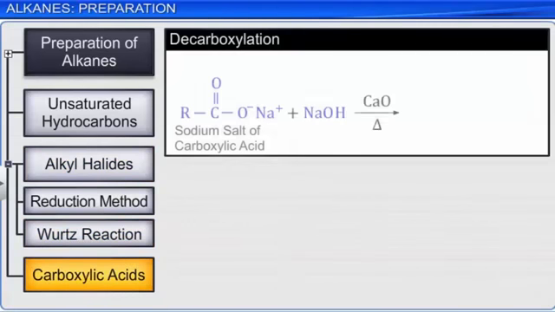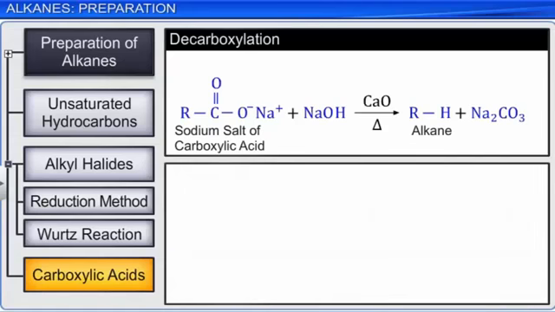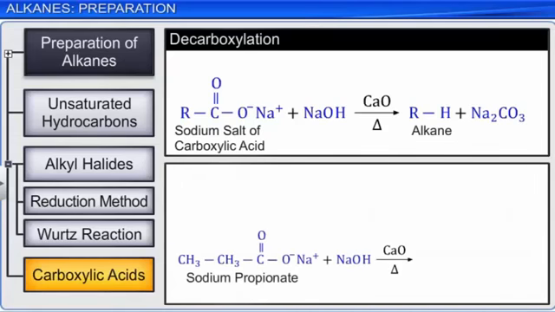Now, let's see how alkanes can be prepared from carboxylic acids. Sodium salts of carboxylic acids on heating with soda lime give alkanes with one carbon atom less than the parent carboxylic acid. Soda lime is a mixture of calcium oxide and sodium hydroxide. As this reaction involves the elimination of carbon dioxide from a carboxylic acid molecule, the process is known as decarboxylation. For example, sodium propionate on heating with soda lime gives ethane.